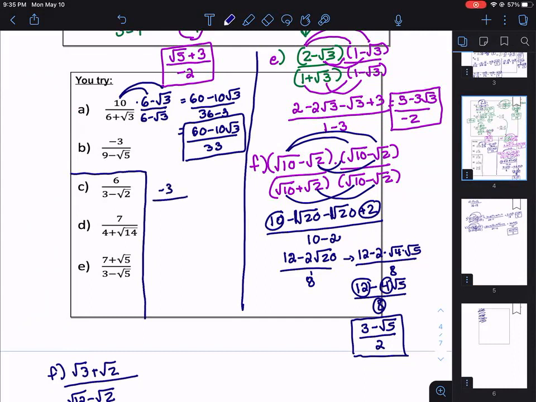So we're going to have 3 over 9 minus radical 5. The conjugate would be 9 plus radical 5. Negative 27 minus 3 radical 5 over 81 minus 5. This is going to give us negative 27 minus 3 radical 5 over 76. I don't believe there is anything in common. 76 is not divisible by 3, right? I'm pretty sure it is not. So we are done there.